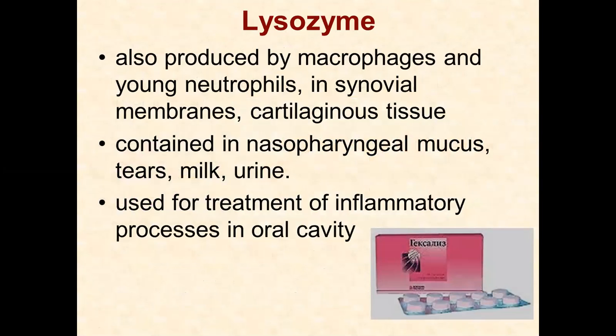Lysozyme is also produced by macrophages and neutrophils, can be found in cartilage tissues, and is present in nasopharyngeal mucus and tears and milk and urine and many biological fluids. And it's also used as a medicine for treatment of inflammatory processes, especially in the oral cavity and upper respiratory tract. It is produced as sublingual pills, and it's rather effective, especially if the infection is caused by gram-positive microorganisms.